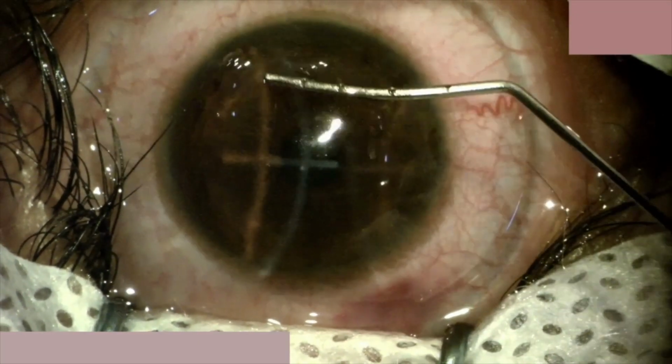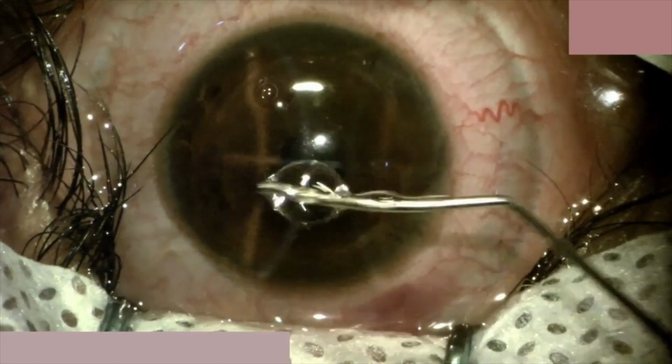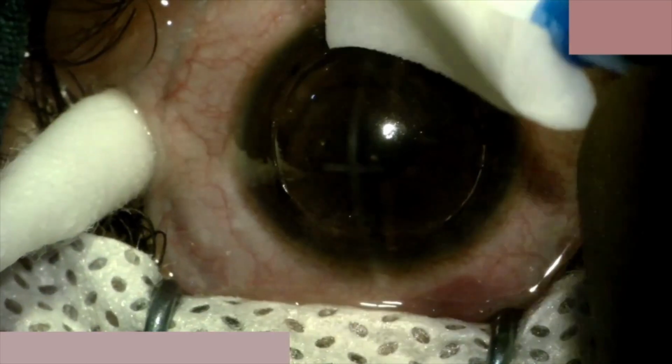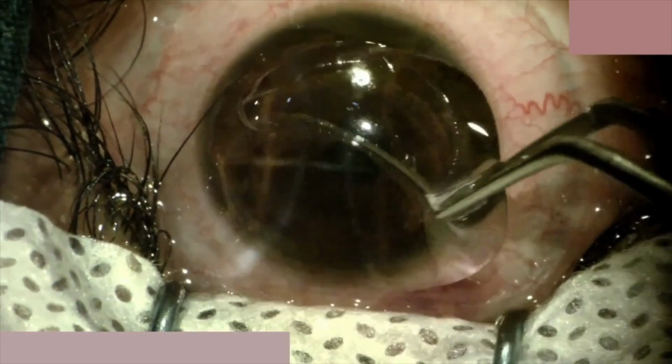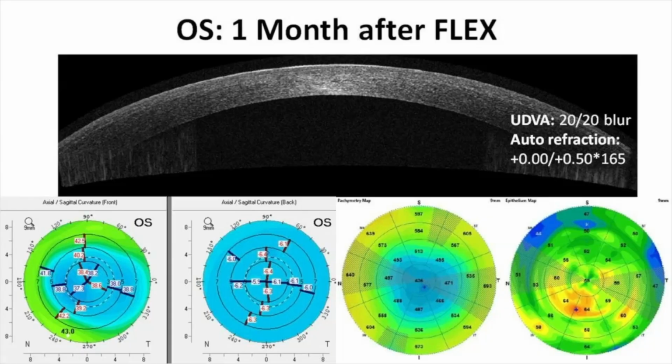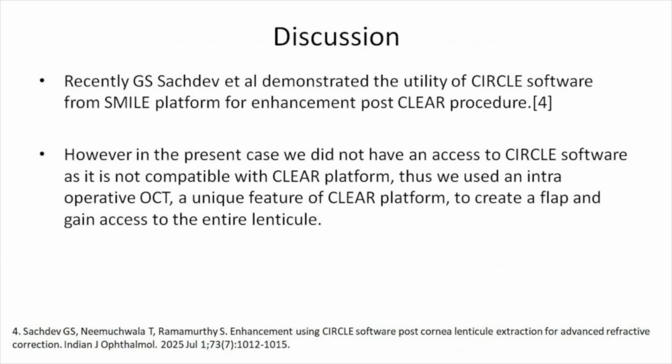The flap was placed back and an interface wash was done, followed by the flap edges being dried. A bandage contact lens was inserted. Postoperatively, at 1 month, the uncorrected distance visual acuity was 20/20 with auto-refraction showing plano with 0.5 cylinder. Recently, Sajdev et al.